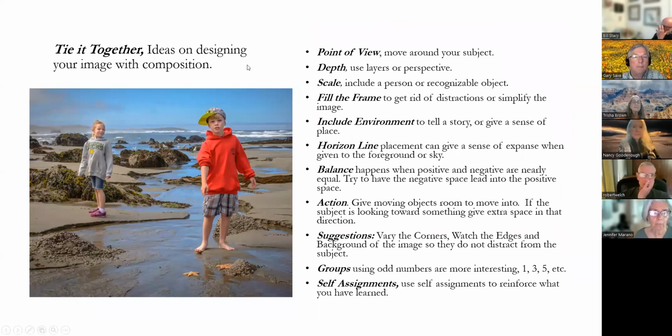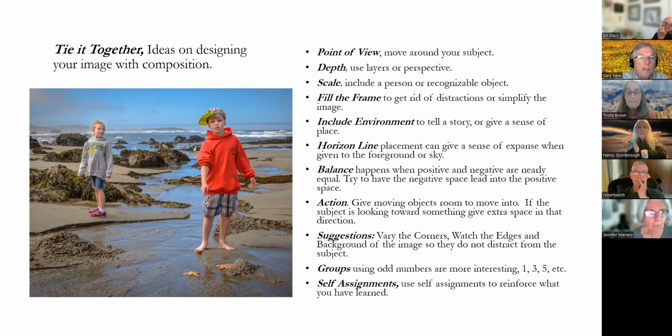Tie it together. Okay, this one might be nice for a little 3.5 index card to write down. And just as a reminder, you're out in the field sometimes. Tie it together. Ideas on designing your image with composition. Point of view: move around the subject. Depth: use layers or perspective. For scale, include a person or recognizable object. Fill the frame to get rid of distractions or simplify the image.